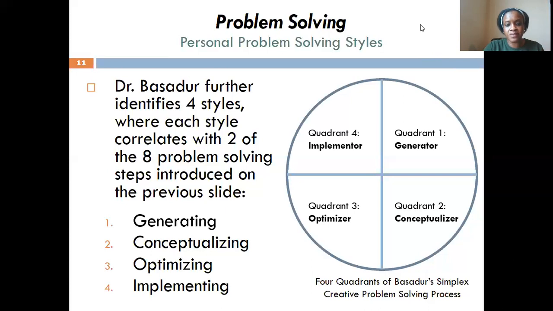Again, I'm not grading this activity, but I need to see everyone participating in this activity.